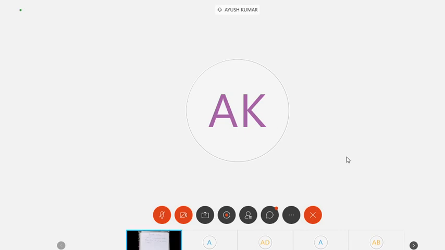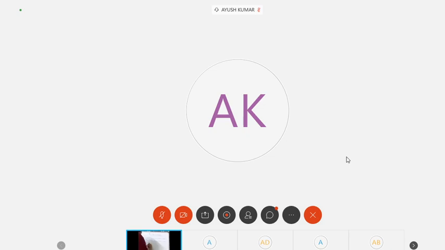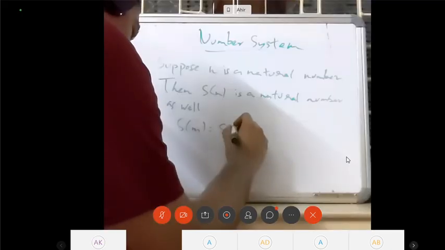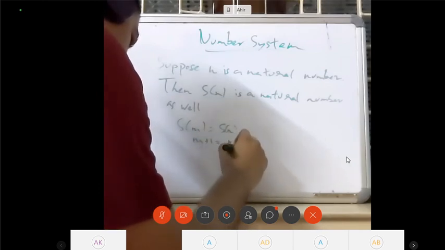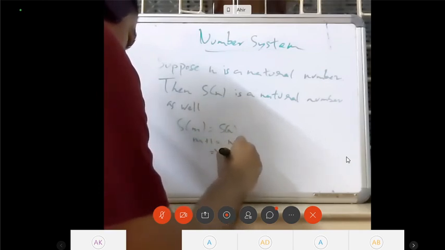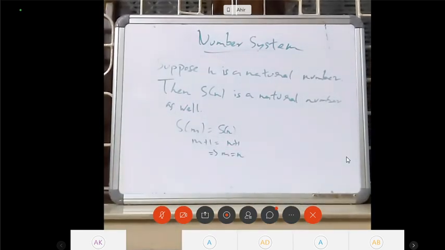Yes, that's right. So if you have Sm equals Sn, that means m plus 1 equals n plus 1, which implies m equals n. So the successor function is injective.